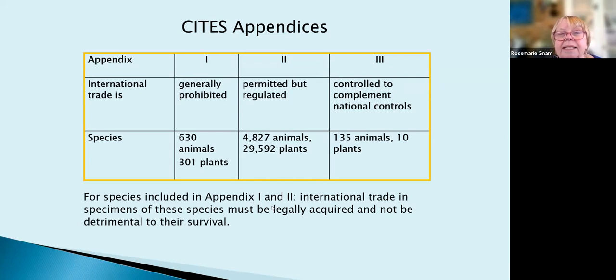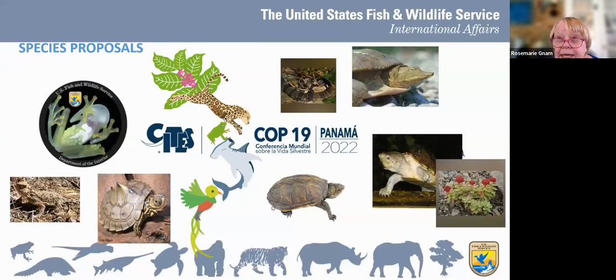Appendix 3 is not a decision of the COP. Essentially, there's a resolution on how you add species to Appendix 3, but it can be thought of as a way a national authority, a party, can put species in Appendix 3 if they're trying to regulate and complement their national controls on that species. So that's one that does not need a decision of the parties.